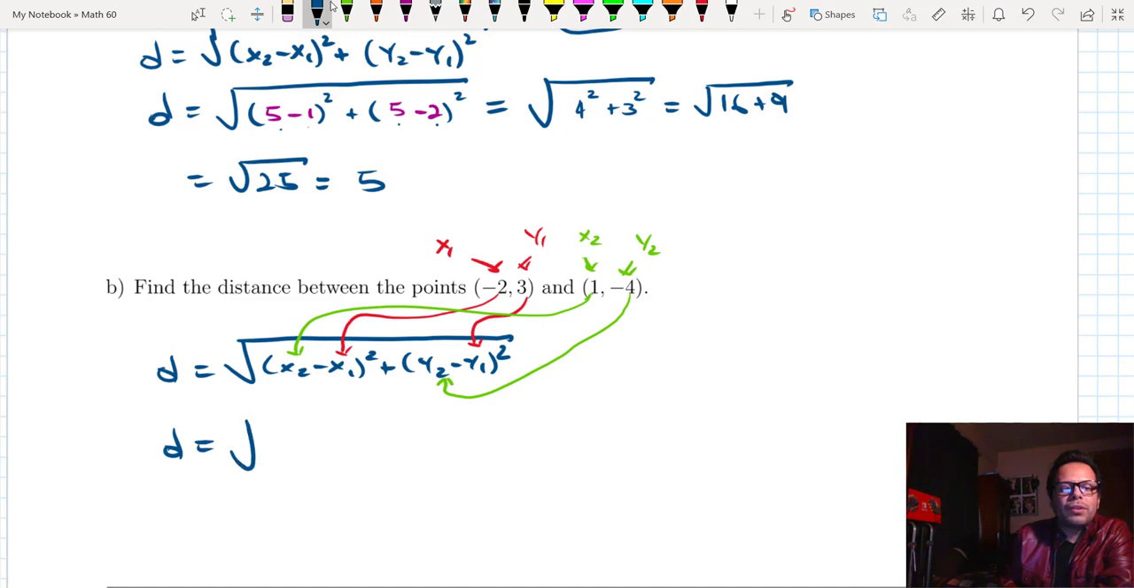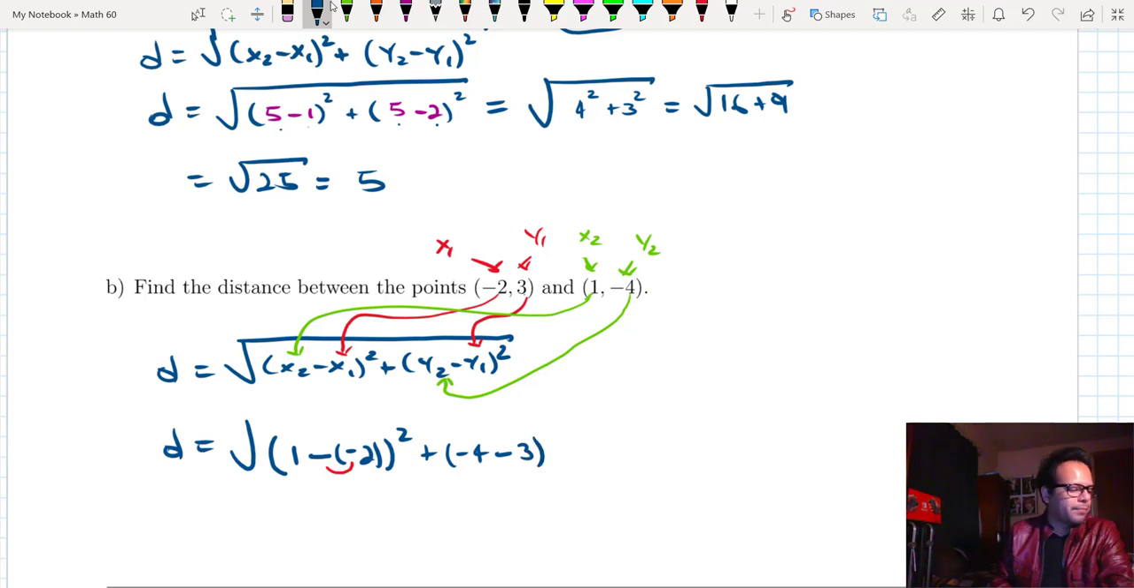D equals the square root of x2, which is 1. Be careful here with all the parentheses that we're going to have. So this is going to be 1 minus -2, quantity squared. Do you see what's going on here? The smile rule, right? Plus y2, which is -4, minus y1, which is 3. Be very, very careful here. Quantity squared.